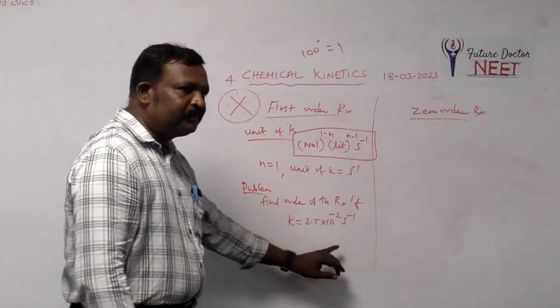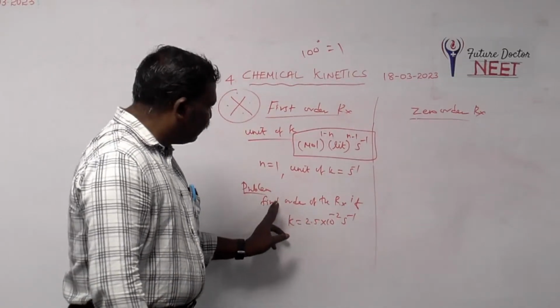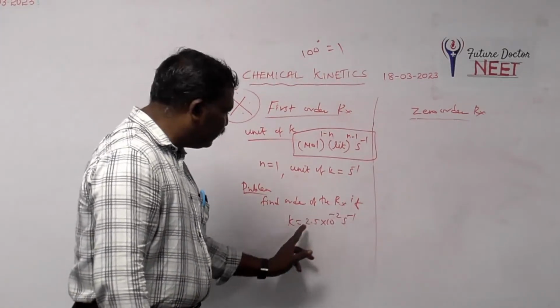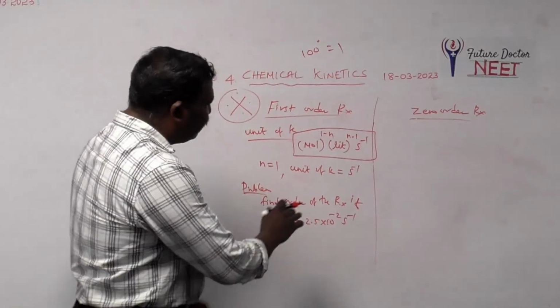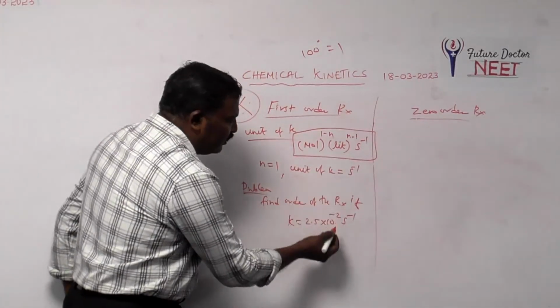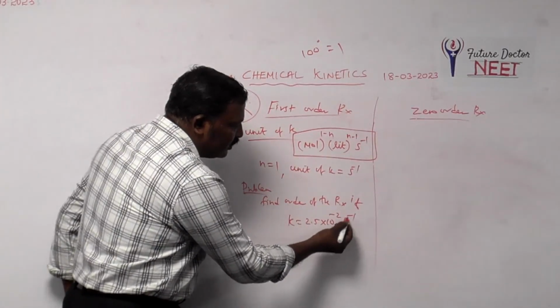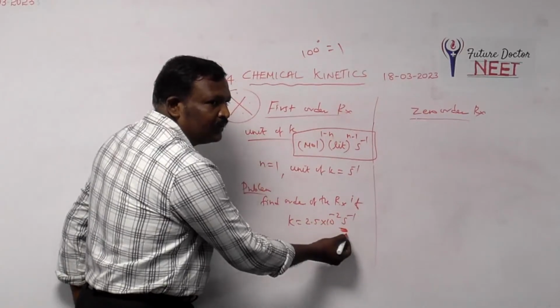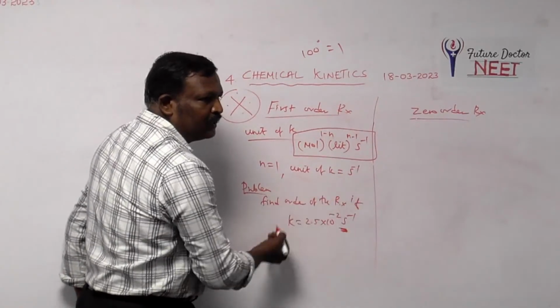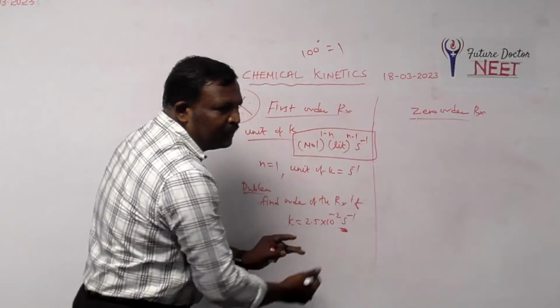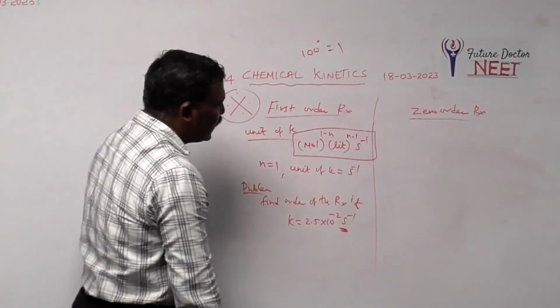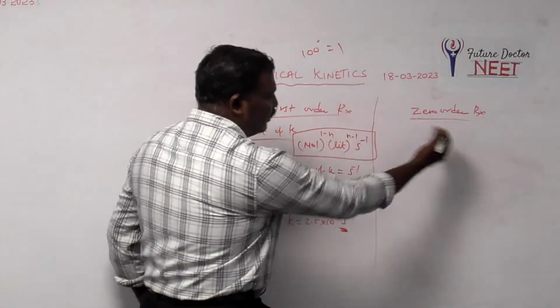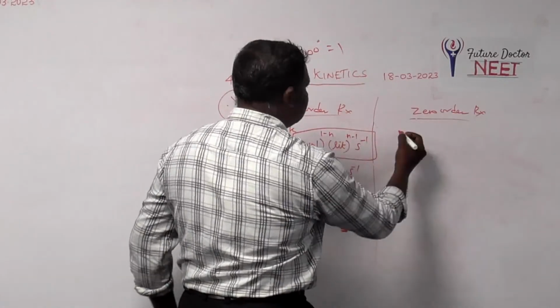What's the order? Find the order of the reaction if k is given. We can find the order from the unit. What's the unit? First order, understood. From the unit we are able to find it. Are you following? Okay. Write this side, and write the opposite side also, then it will be easy.